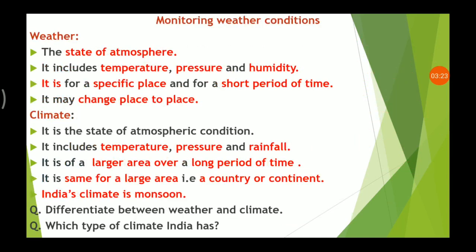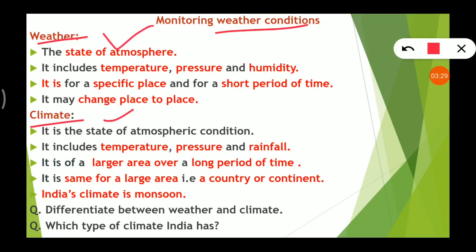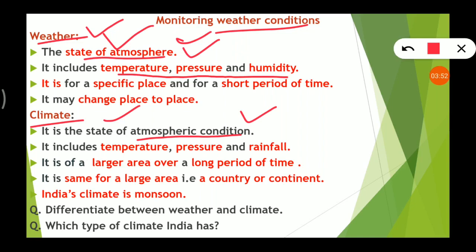Next we have monitoring of weather conditions. So weather and climate are two different things. You must know the difference between these two. Weather is the state of atmosphere, but climate is the atmospheric condition, right? Now the important difference: weather includes temperature, pressure and humidity, but climate includes temperature, pressure and rainfall. So this is the difference, humidity and rainfall.